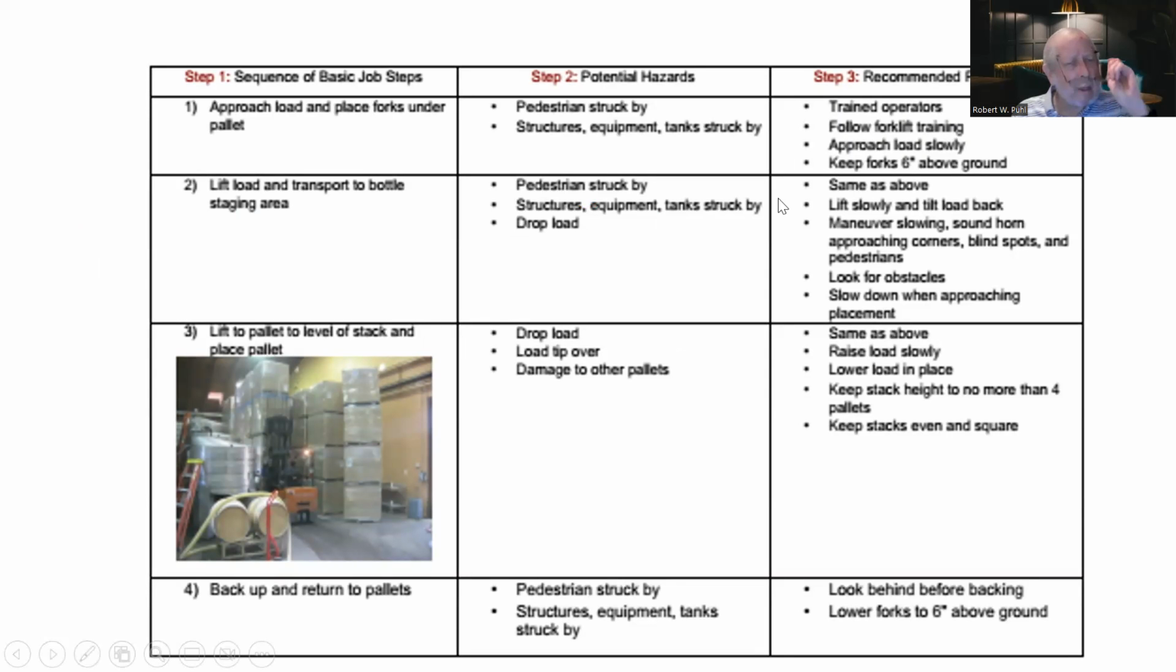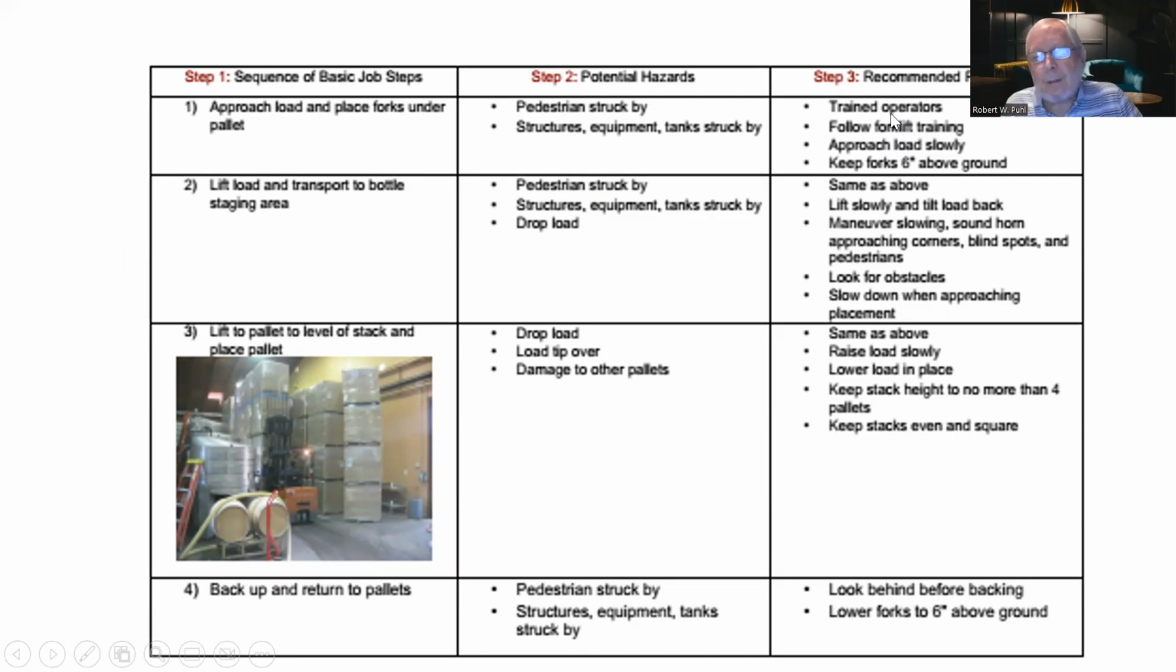We're not going to read everything, but it's approach load and place forks under pallet. Potential hazards: pedestrians struck by, structures, equipment, and tanks struck by. So they're worried about somebody running something on a forklift. Okay. The recommendations are trained operators. Follow forklift training. That's a little redundant too.